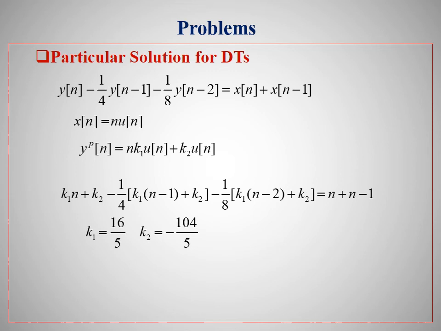Equating the coefficients of n and n minus 1, we would be getting the solution as 16 by 5 and minus 104 by 5. Thus, our expression would be yp of n equal to n into k1, which is 16 by 5, into u of n minus k2, which is minus 104 by 5. That's why the minus sign here: 104 by 5 u of n.